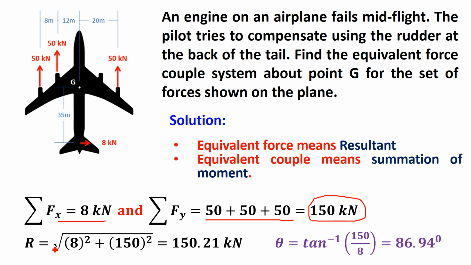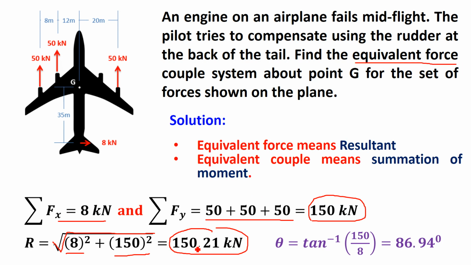So the resultant is equal to the square root of 8 squared plus 150 squared. If you sum the squares and take the square root, the final answer for the resultant is 150.21 kilonewton. This is the resultant, also called the equivalent force of the given force system. This is the first part of the equivalent force couple system.